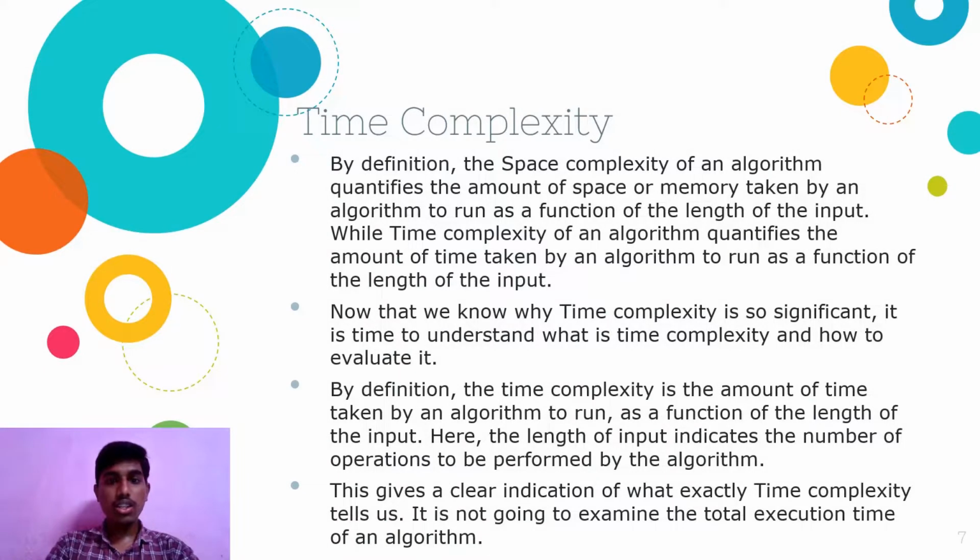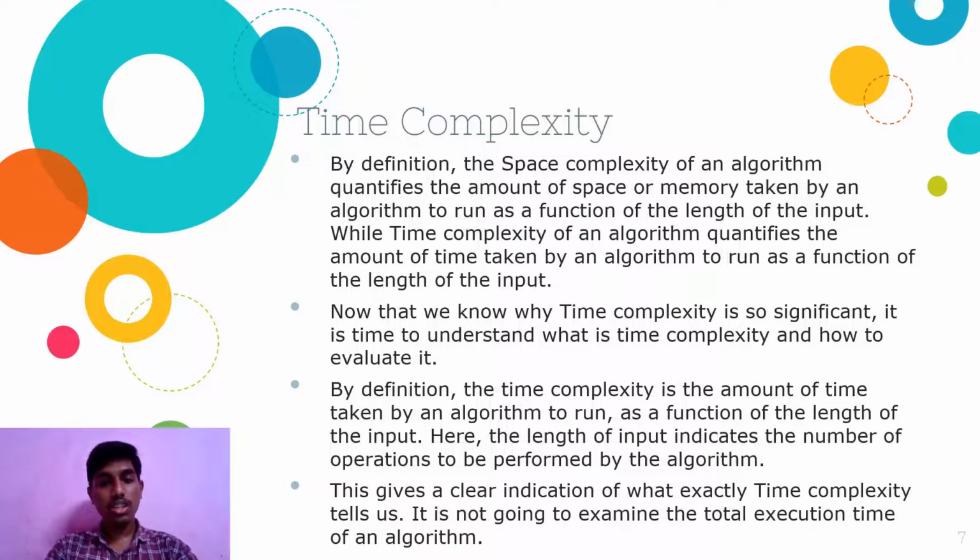By definition, the space complexity of an algorithm quantifies the amount of space or memory taken by an algorithm to run as a function of the length of the input, while the time complexity of an algorithm quantifies the amount of time taken by an algorithm to run as a function of the length of the input. Now that we know why time complexity is so significant, it is time to understand what time complexity is and how to evaluate it.